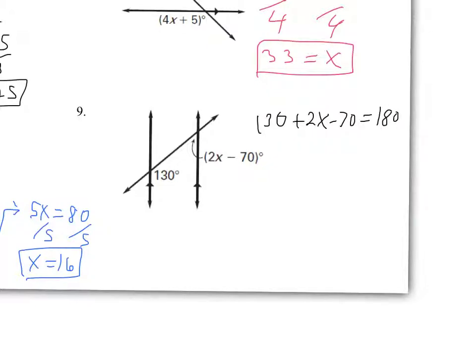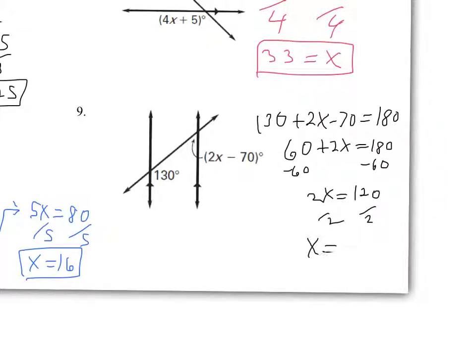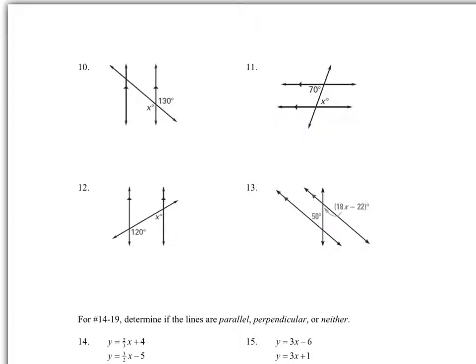If I simplify this left side, 130 and minus 70, that gives me 60. And then I'm going to subtract that 60 from both sides. So 2x equals 120, divide by 2, and x equals 60. All right, on the next page, we're just continuing on with solving. So number 10, we have two parallel lines cut by a transversal.